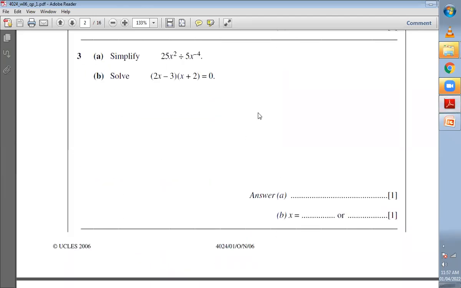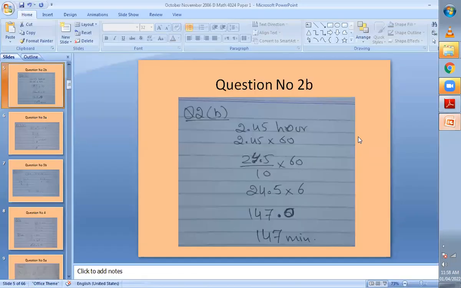The next question coming up on your screen says simplify 25x squared divided by 5x raised to power minus 4, and the B part is 2 bracket 2x minus 3 bracket x plus 2 bracket close equals to 0. So these are the two parts. Simplify here and solve here. When they say simplify, you only simplify, and when they say solve, it means to find the value of the variable involved. Okay, so let's see how we do this.